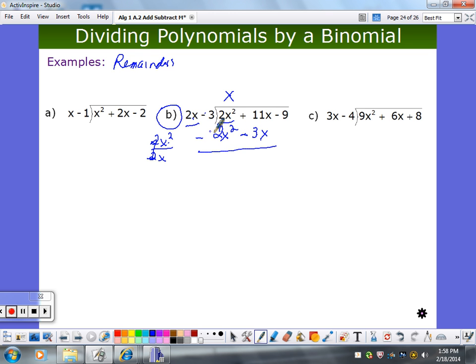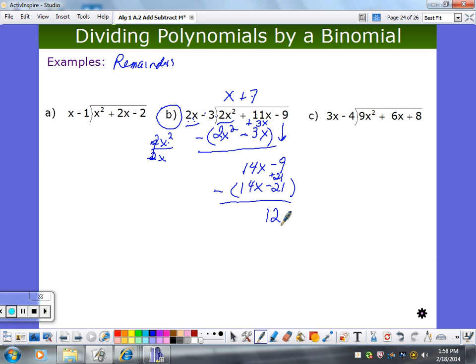Minus 3x. Subtracting carefully, because what happens to this minus if I'm subtracting? It becomes a plus. 11x plus 3x is 14x. Bring down. 2x times what is 14x? 7. 7 times 2x. And again, if you're doing this right, this will always match. 7 times negative 3. Next step is a subtraction. A minus minus, got to make that plus. Minus 9 plus 21, what's that?